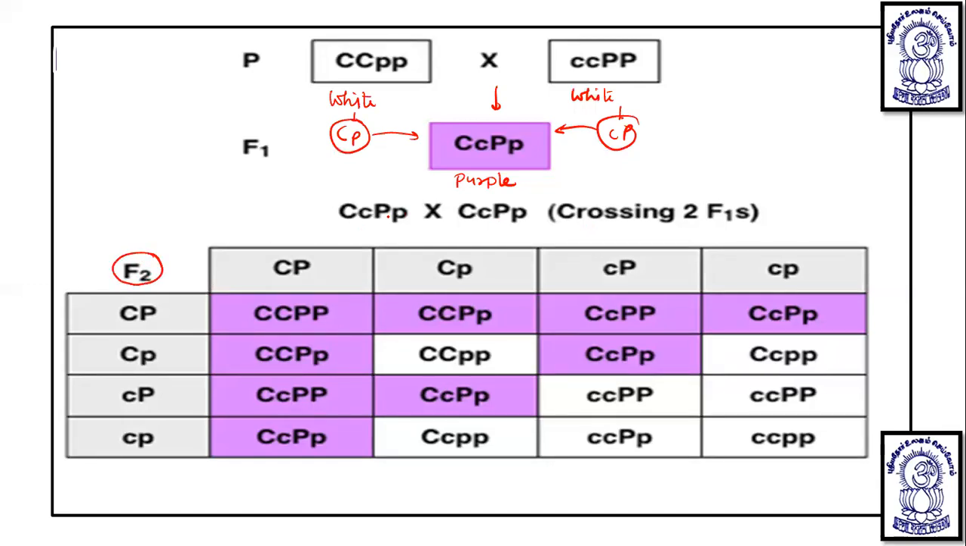Now this F1 plant is going to self-fertilize for the F2 generation. We are taking this as a male and this as a female plant, each with capital C, small c, capital P, small p. In both, four types of gametes are going to be produced. The gametes of this male plant are capital C capital P, capital C small p, small c capital P, small c small p. Crossing with the same gametes, that is capital C capital P, capital C small p, small c capital P, small c small p.